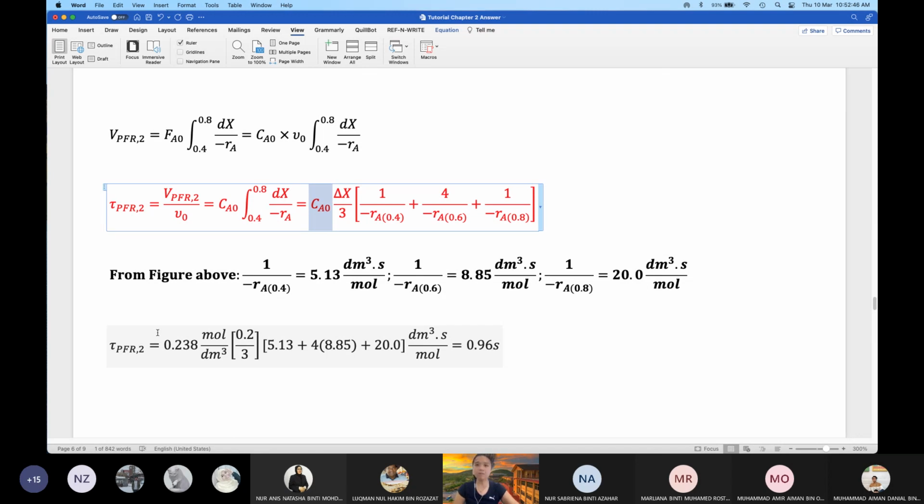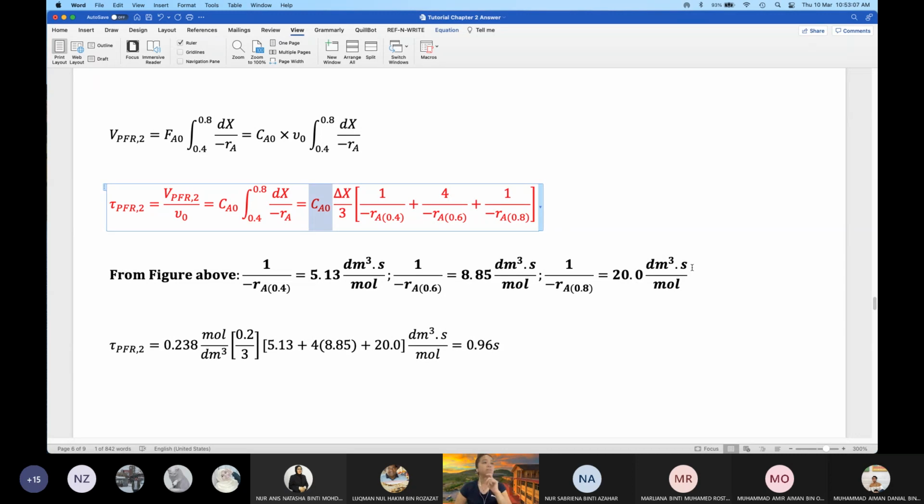CA0 masih sama, kita tak ubah. Tak ubah pressure, tak ubah temperature. CA0 is still the same. So at the back, become 3 points, right? So 1 per minus RA when my X 0.4 plus 4 per minus RA when my X 0.6 plus 1 per minus RA when my X 0.8.